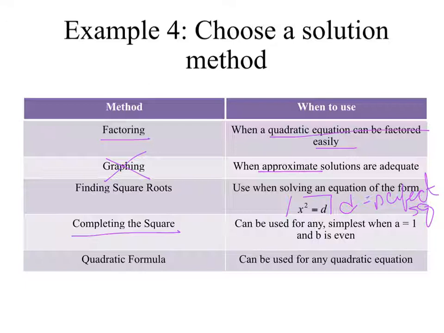Completing the square you can use to solve any quadratic, but is easiest when A is 1 and B is even. So I really only pick the completing the square method if B is even and A is 1, or there's something that I can divide by in order to get B to be even and A to be 1. And the quadratic formula, as always, is kind of your tried and true method that will work for any equation.